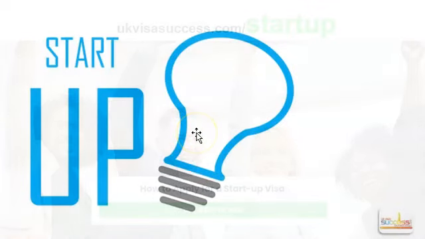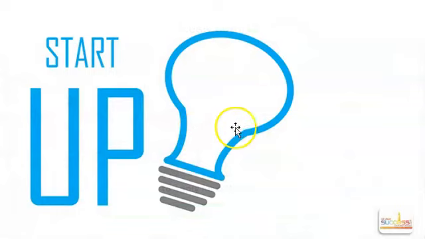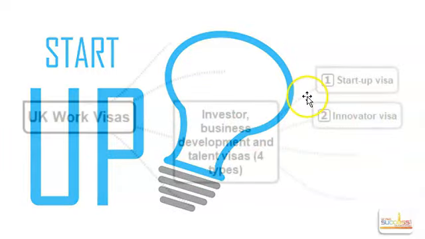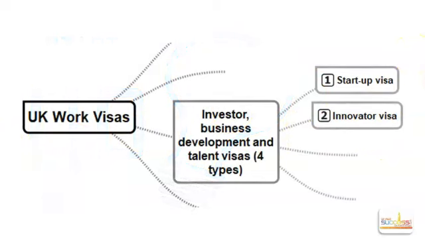Guys, the main point to remember here is that, first of all, you will not be able to stay for longer than 2 years on this type of visa, and secondly, you will not be able to settle, in other words, to apply for indefinite leave to remain. However, you can naturally progress to the next type of visa, which is called the innovator visa.